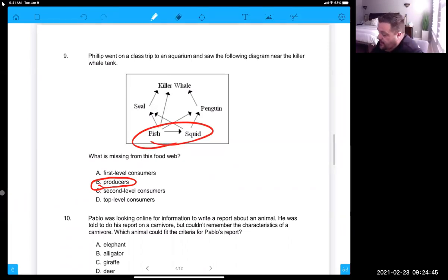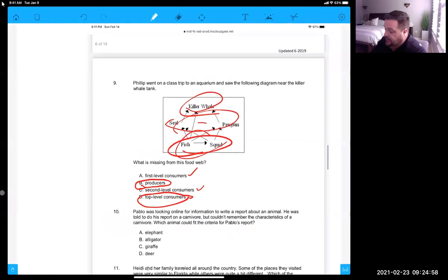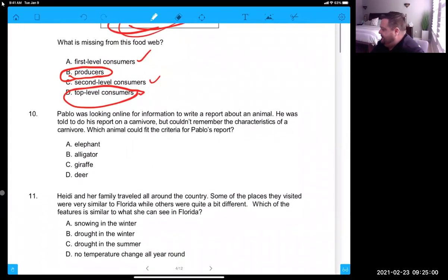But don't let that one trick you, because you should be able to eliminate these ones. Top level consumers, well, that's the killer whale. And then the other consumers are on this chart. So even if that one confused you, you should be able to eliminate some of those choices. All right, do number 10.